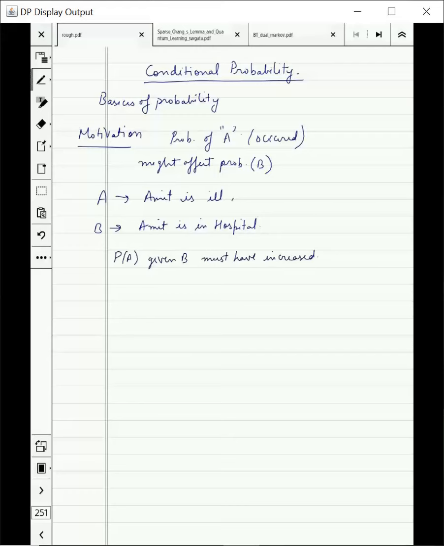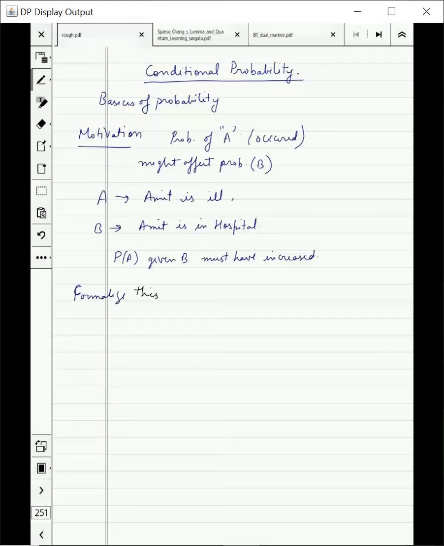In other words, once we know that event B has happened, the probability of A changes and we want to capture this. This is captured as conditional probability. Probability of A conditioned on the event B. So let's formalize this. How should we define this?